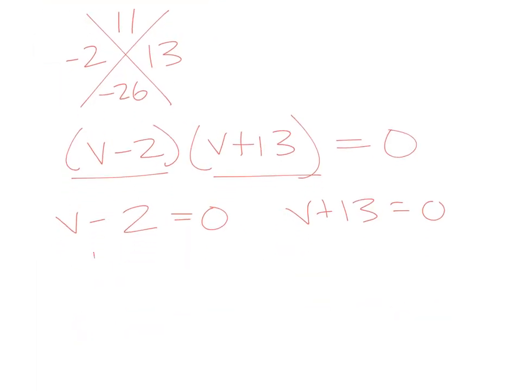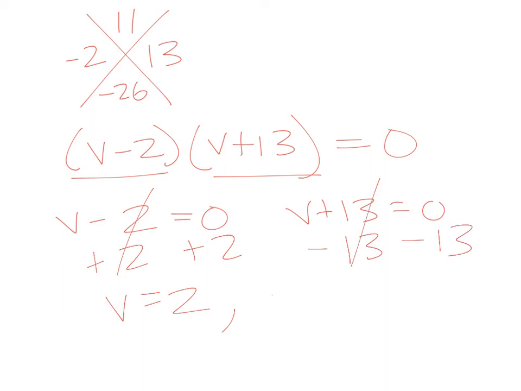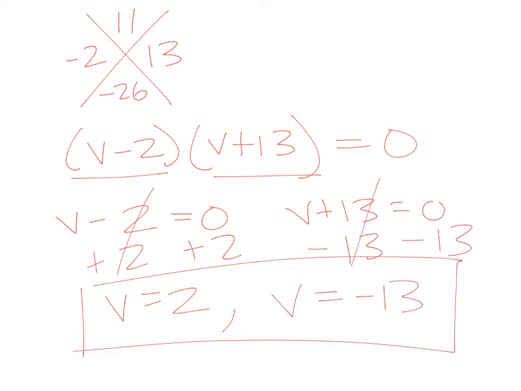So here I add 2, v is equal to 2, here I subtract 13. v is equal to negative 13. Done. That's all there is to it.